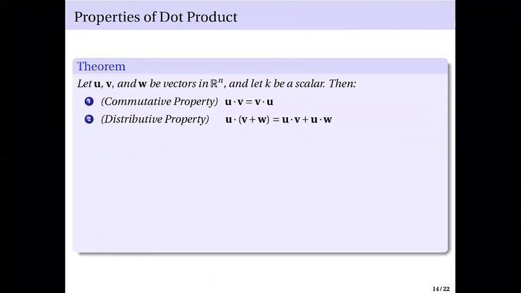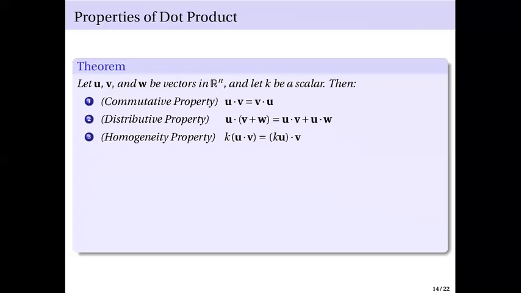Distributive property. So you have a vector u, dot it with the sum of v plus w. Okay, so you will get u dot v plus u dot w. So you can distribute this guy. But take note, make sure to retain the dot multiplier here. So u dot v plus w equals u dot v plus u dot w. So distributive property.